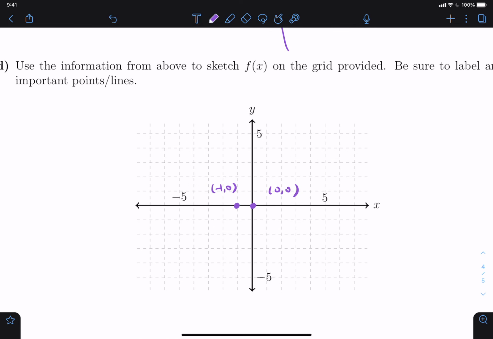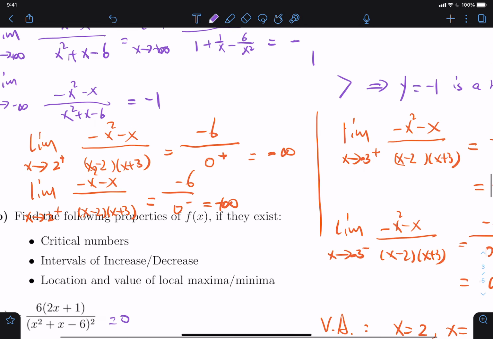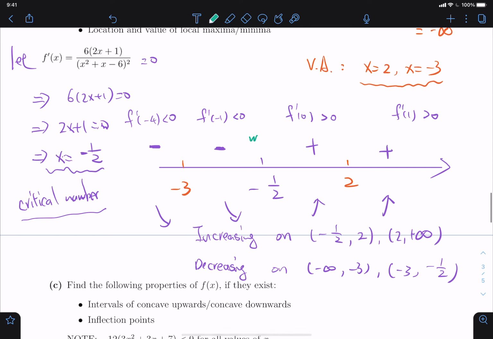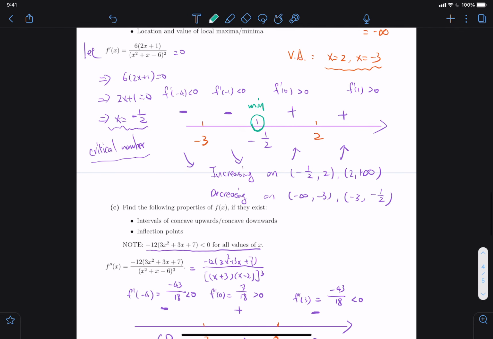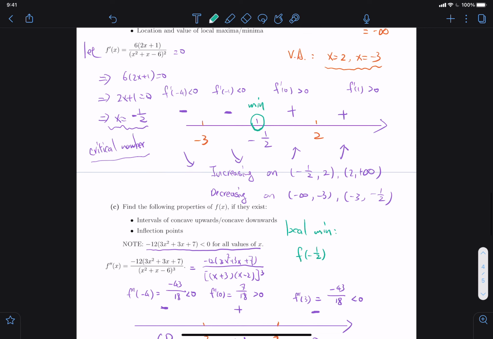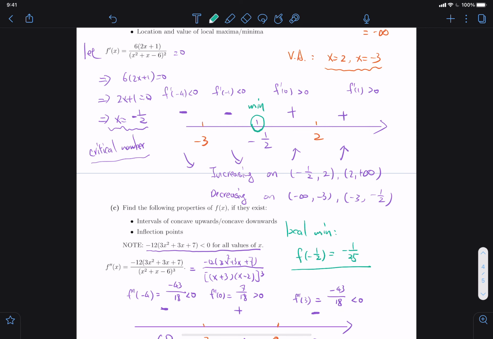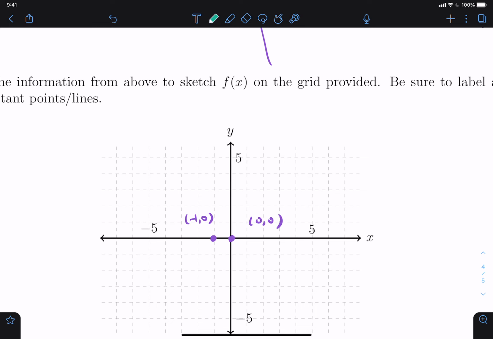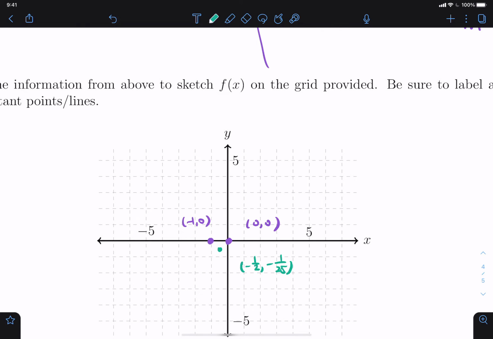And we forgot to find the local min, right? The local min should be here. At this place, right? The local min, that is f of negative 1 over 2, that is equal to negative 1 over 25. Okay, that is when the derivative changes from negative to positive. And then we locate it here, negative 1 over 2. That's kind of in between here. So this is going to be negative 1 over 2, negative 1 over 25, local min.